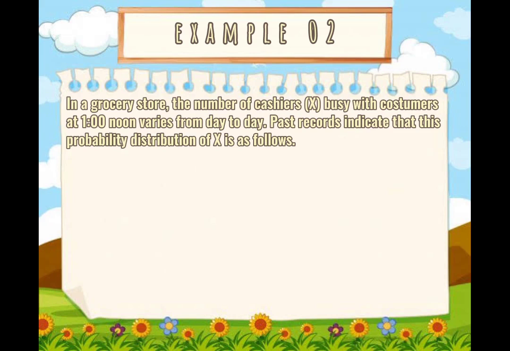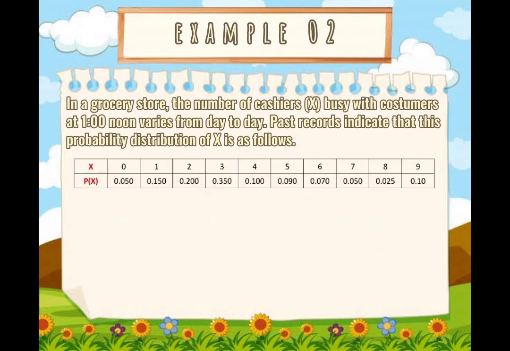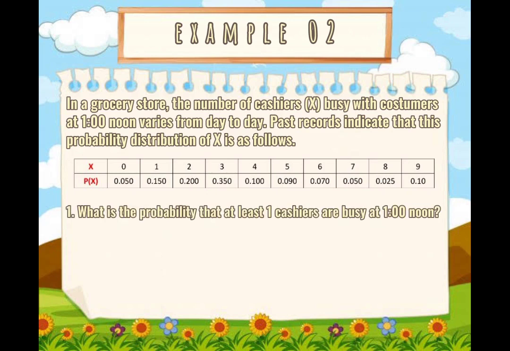For example number 2, in a grocery store, the number of cashiers X busy with customers at noon varies from day to day. Past records indicate that the probability distribution of X is as follows. Here's our given. The first problem is, what is the probability that at least one cashier is busy at noon? Find the probability of x greater than or equal to 1.